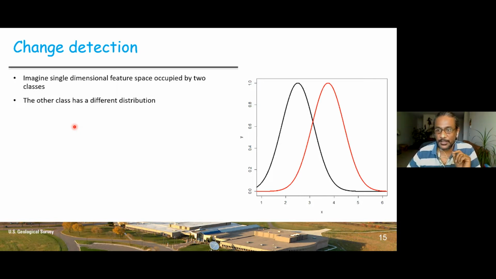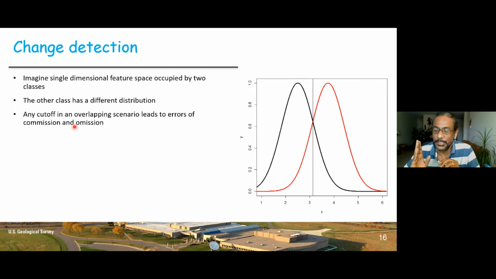And you can clearly see that when we start putting a cutoff, when we define that anything beyond this particular value in this feature space is class 1, and anything beyond this is class 2, we tend to get into overlapping zones where we have made a mistake: we are either omitting certain classes or including some classes from the other class. So the omission error and the commission error are very inevitable every time we use any hard threshold cutoff in a single feature space.